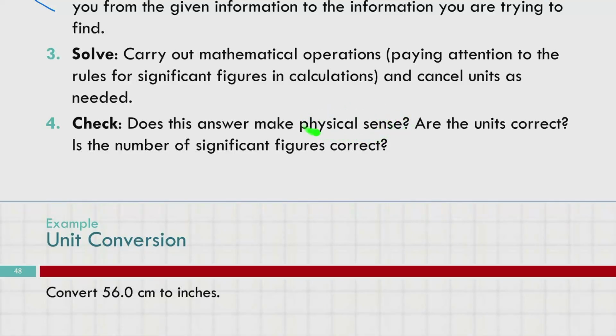Does it make sense? Does the magnitude, does the size seem okay? Are the units correct? If we don't have the correct units, we don't have the right answer. And is the number of significant figures correct?